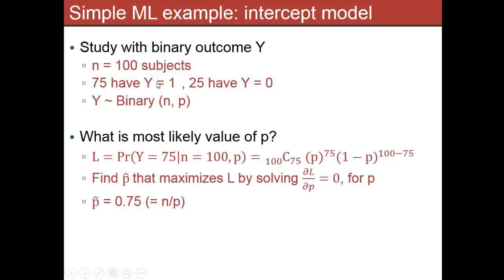I have 100 subjects, 75 of them got sick, 25 of them didn't. What's the probability of getting the disease? Okay, you'd say, oh, it's 0.75. Like you would in a knee-jerk way just say, oh yeah, my best guess is 0.75.